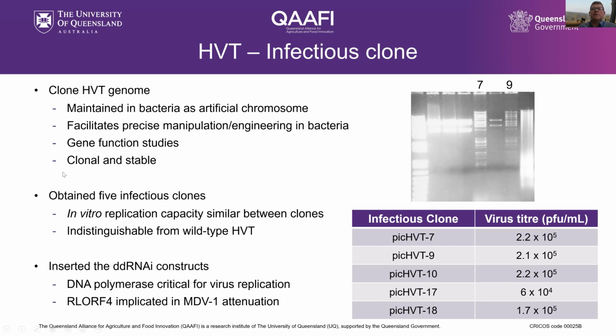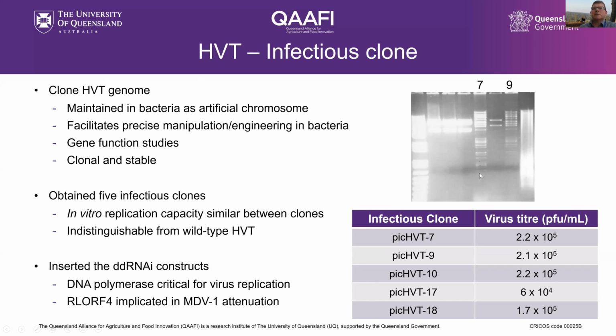So it works as a very good control system. It also enables our vaccine strain to be clonal and stable, so it's very stably produced in the bacteria. This process was done by Professor Nina Mitter back in the day, and we produced five infectious clones through this process. You can see here an example of what we might get out of that experiment.